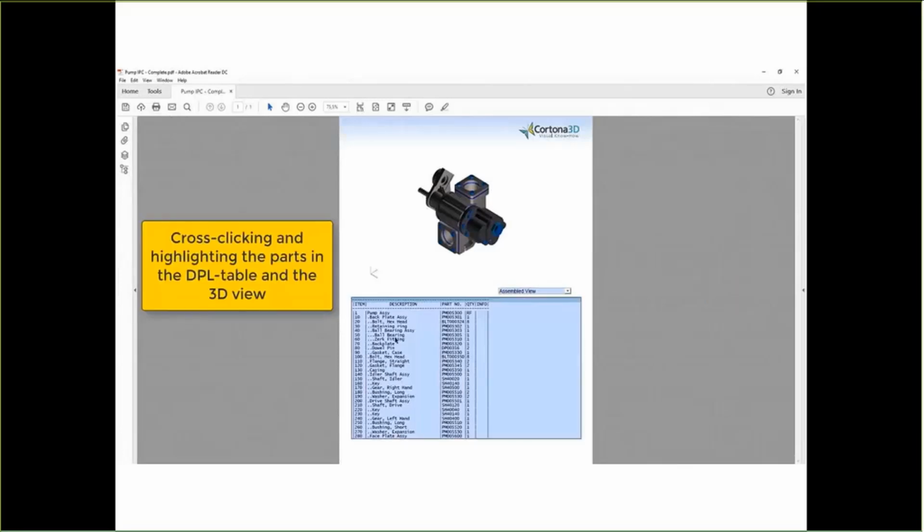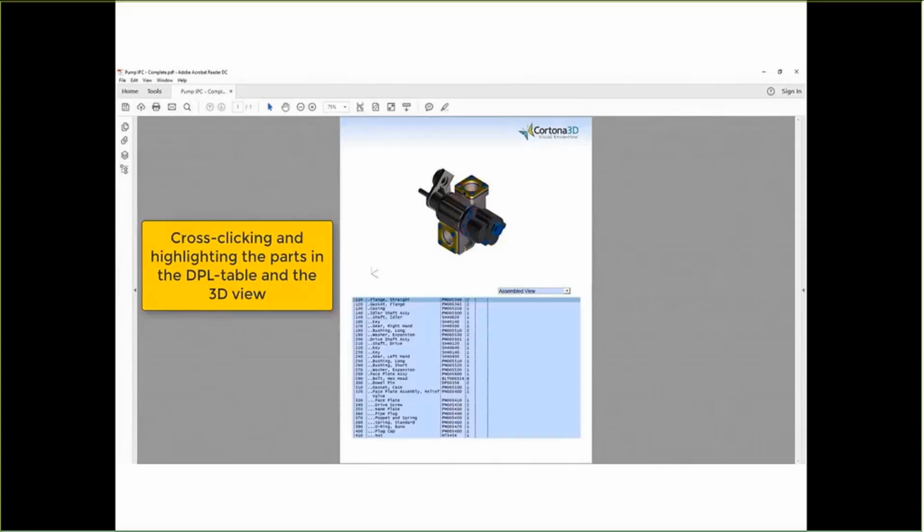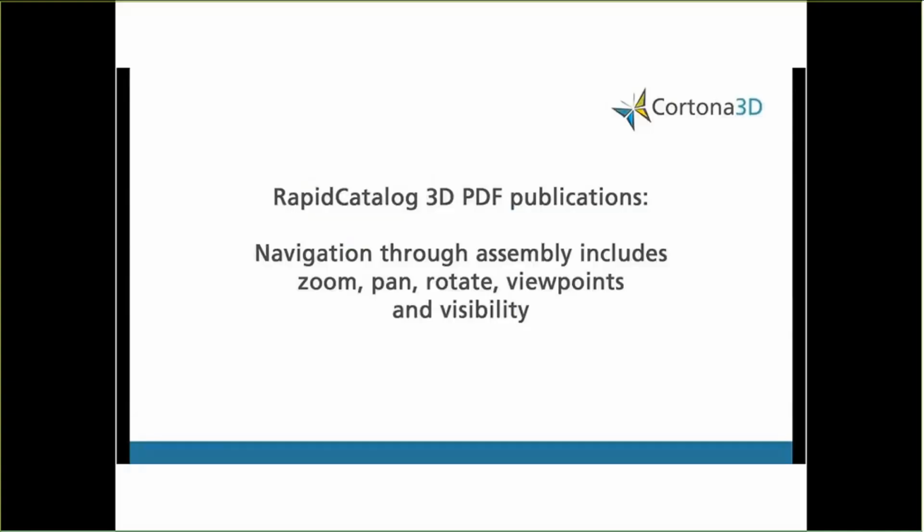Also, you have the synchronization of the detailed parts list with the 3D. So when you select your parts in the detail table, they will be highlighted in 3D. Same backwards: if you locate a part in 3D, it will be highlighted in your detail table structure.